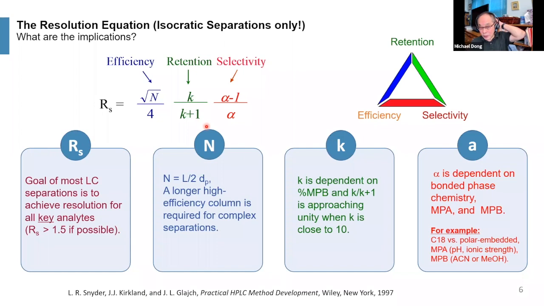Remember, selectivity is the ratio of the two closely eluting peaks, right? Alphas are always close to 1, because we only care about peaks which are closely eluting, so they're always near 1. So alpha minus 1 over alpha. Alpha is always near 1. It's the selectivity factor.